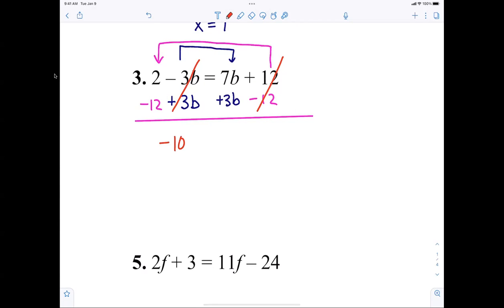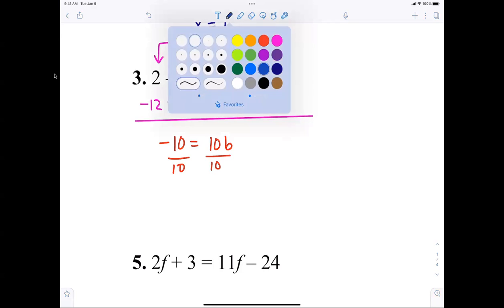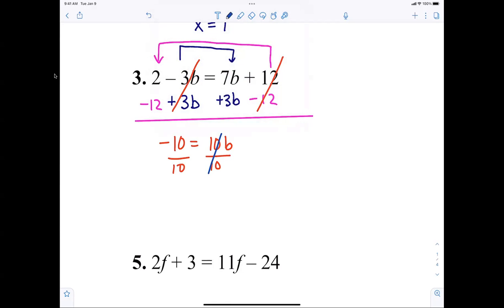Negative 10 is equal to what? 10b. And then all I have to do is what now? Divide by 10. Thank you, whoever said that. Once again, you're looking at that saying the 10s cancel. And what's negative 10 divided by 10? So b equals -1.